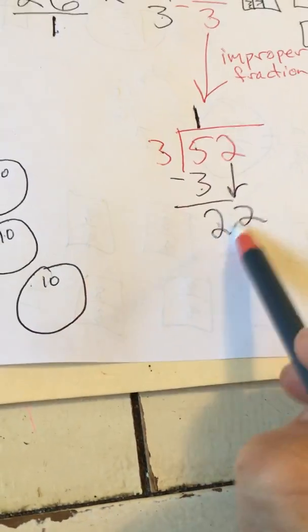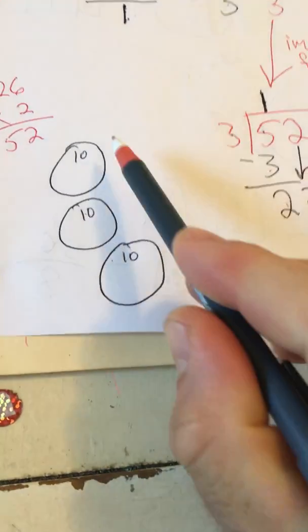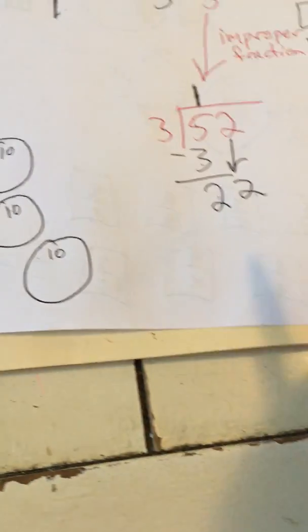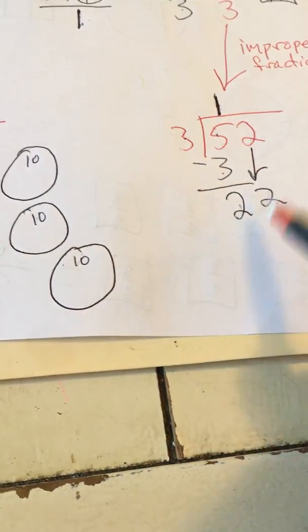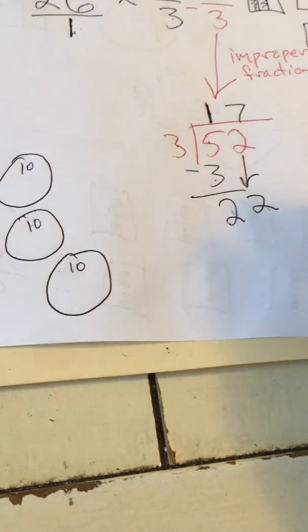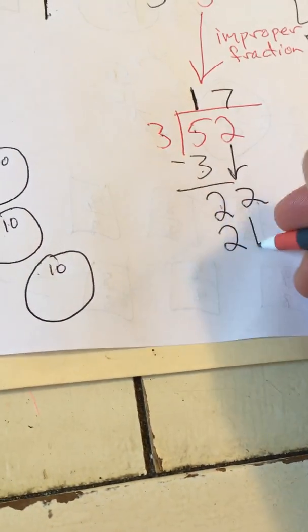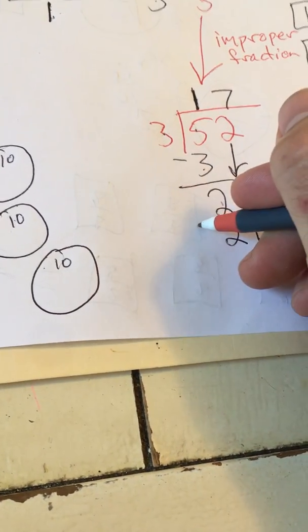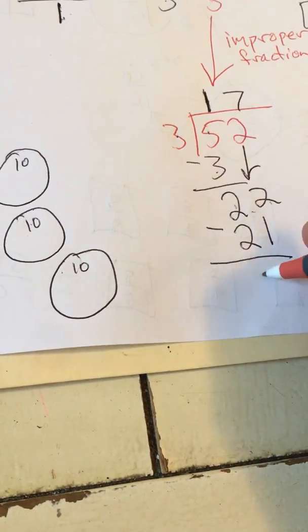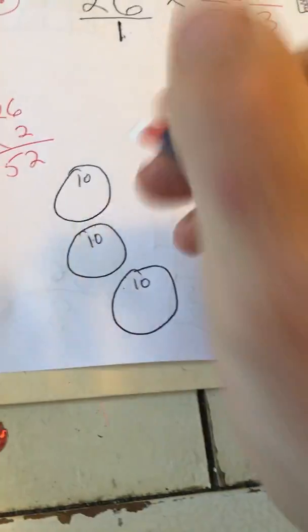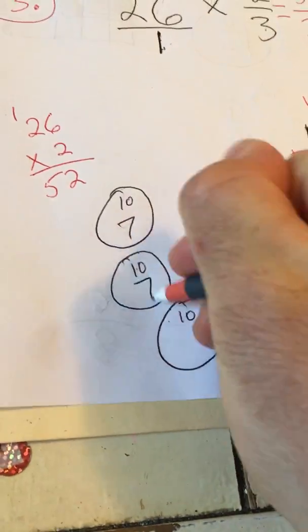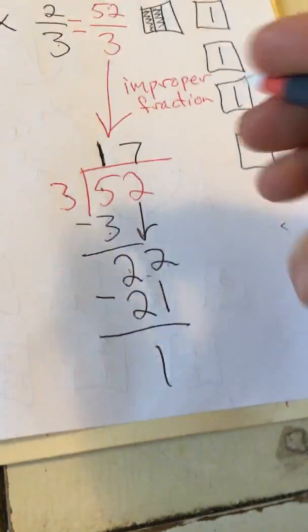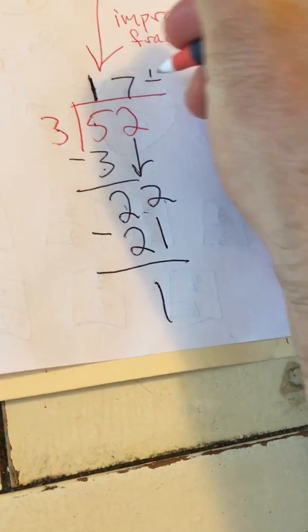If we had 22 ones now, how can we split those 22 ones into each group? Or what number times 3 gets you closest to 22? It's 7 because 7 times 3 is 21. 8 times 3 is 24, and that's more than 22. You only have 22. Subtract, and we have 1 left. So that means you could have put 17 into each of these groups. And then there's still going to be 1 left.